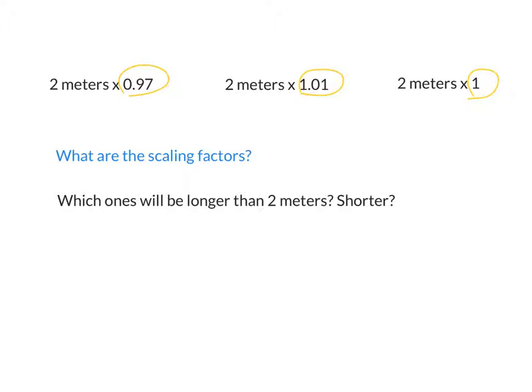Akshay says, hey, this is exactly the same as what we just wrote down. Do you agree? Except this time, the scaling factors are in decimal form instead of fraction form. Before, it said 97 over 100. Over here, it said 101 over 100. And over here, it said 100 over 100. Those all actually have the same value as the decimals. So which one is going to be longer than 2 meters? The first one, the second one, or the third one?